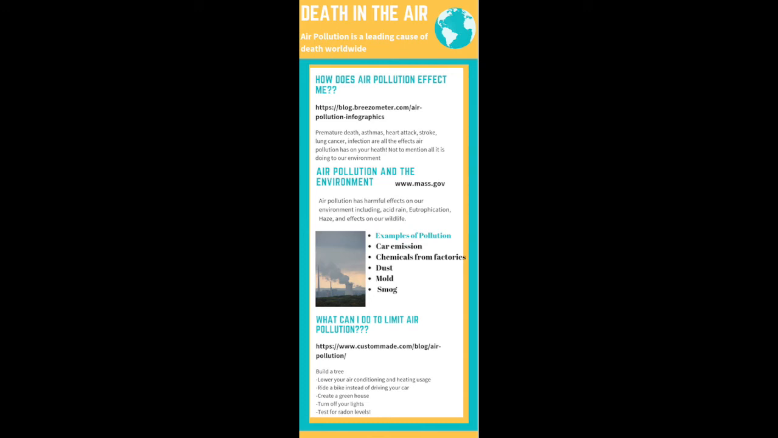The third part is examples, where I just list briefly car emission, chemicals from factories, dust, mold, and smog. Then the last one, what can I do to limit air pollution? And it just gives examples, including you can build a tree, lower your use of air conditioning and heating, ride a bike instead of driving a car, create a greenhouse, turn off your lights, and test for radon levels.